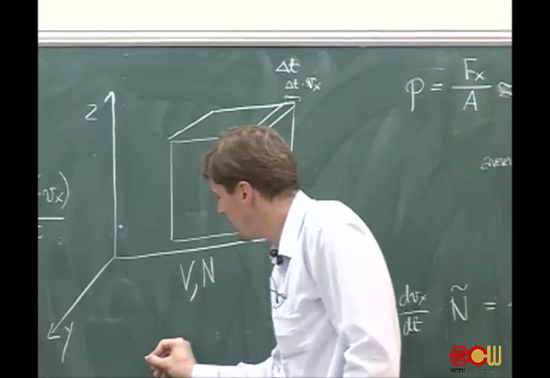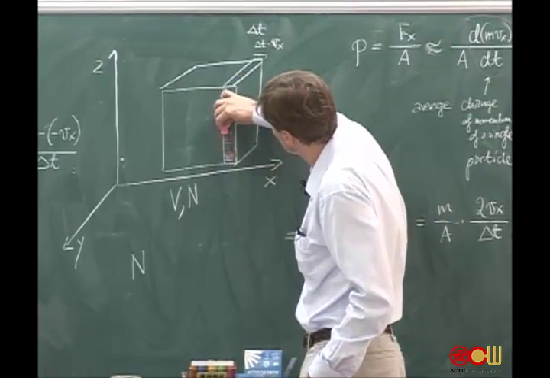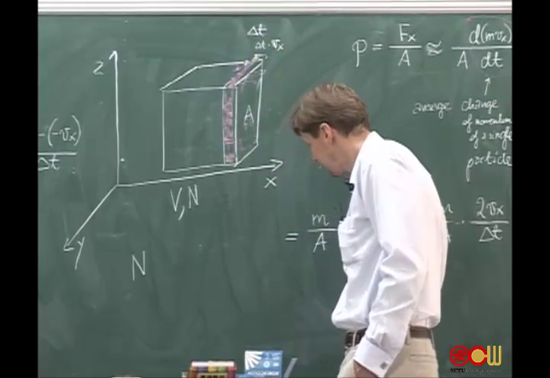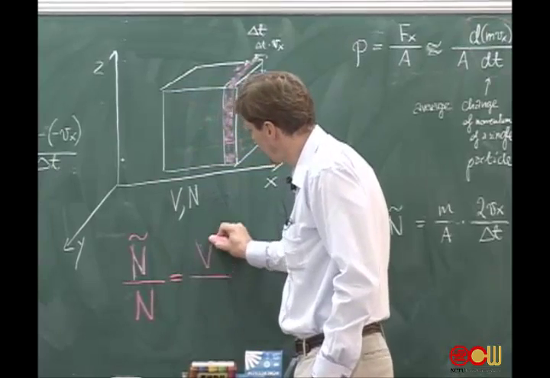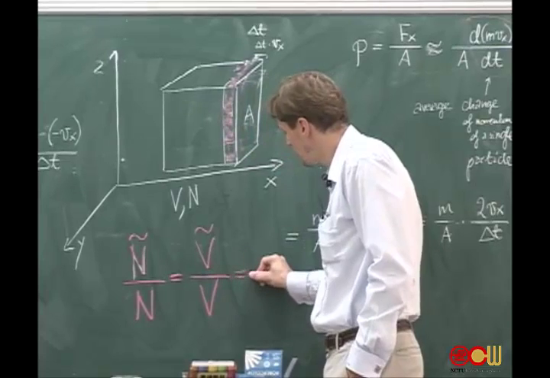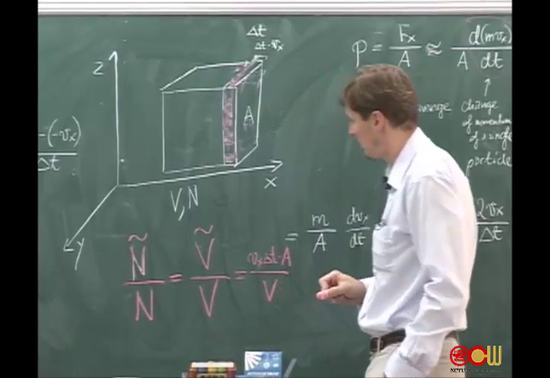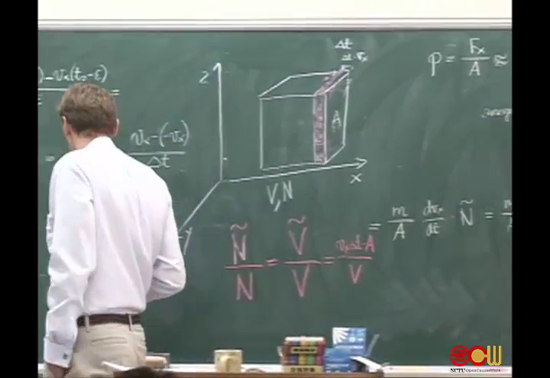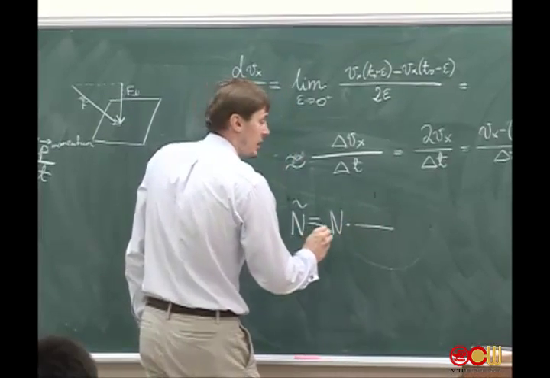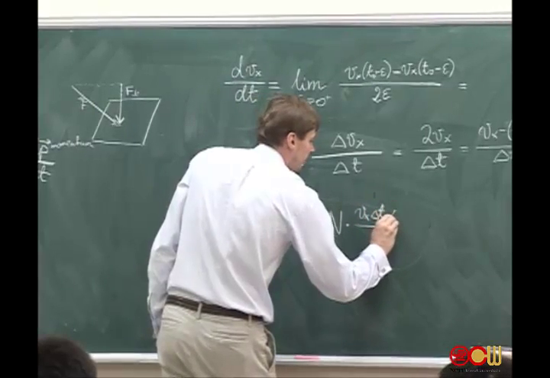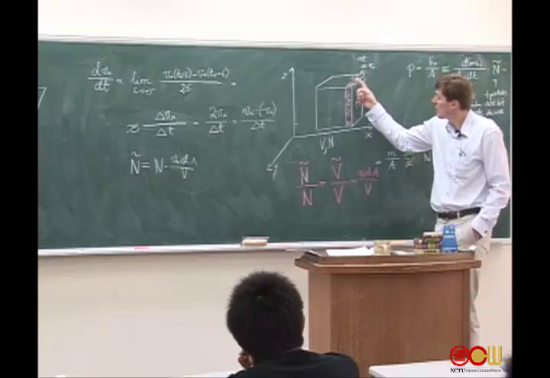So now we can set up the equation saying the total number of particles inside this volume, that I call n tilde, divided by the total number of particles is the volume of this something divided by the total volume. But the volume of this something is nothing else like Vx times delta t times A. So from this one, I find the number of particles in the red one, that I denote like that, is equal to the total number of particles multiplied by Vx delta t times A divided by V. Okay, nice. So I have the number of particles in this part.